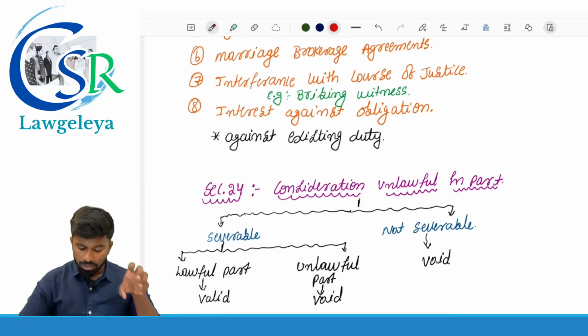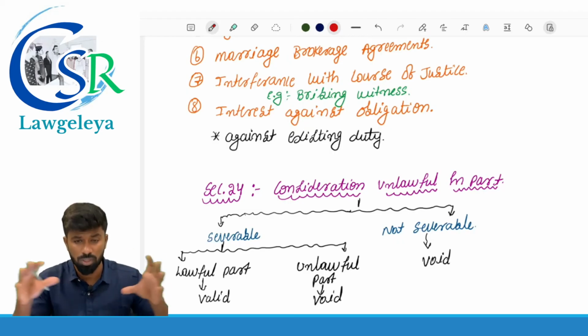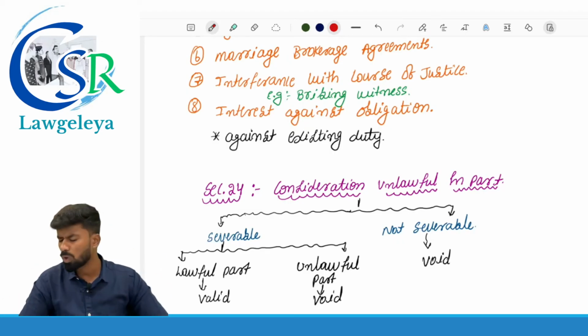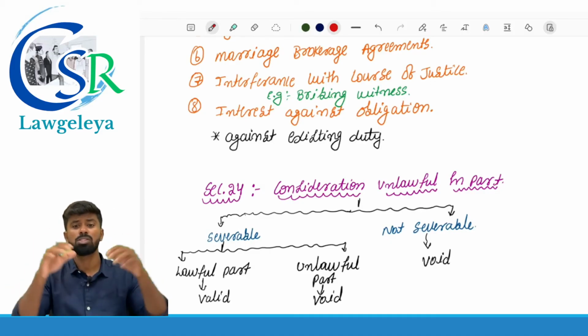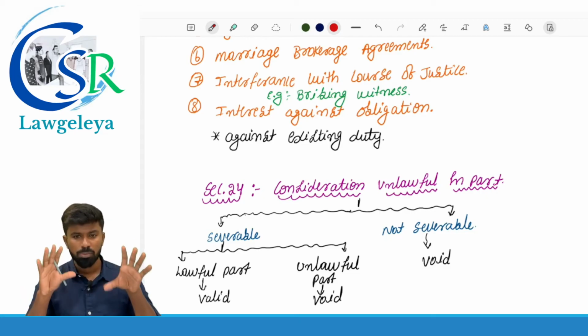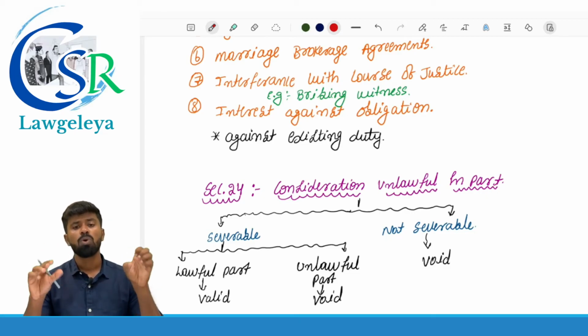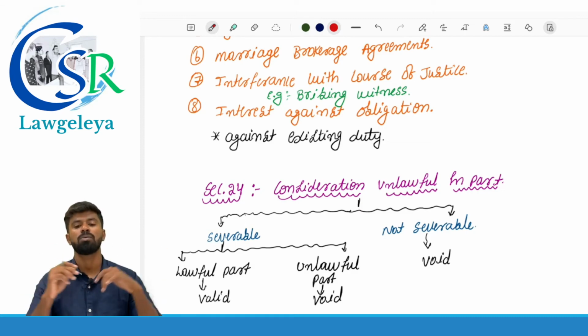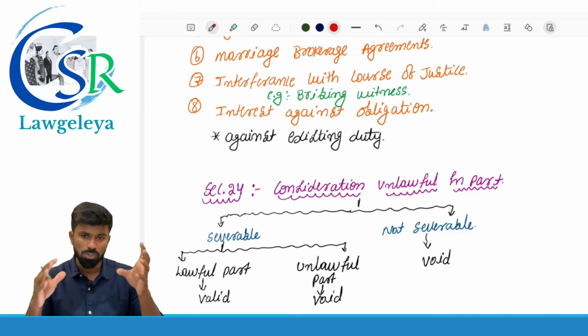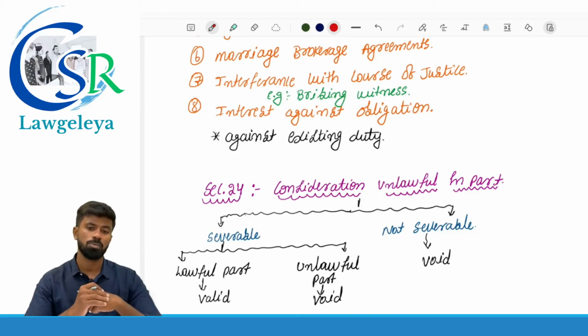Next one, interference with the course of justice. If you try to interfere with the course of justice, is that agreement valid? No, the agreement is void. Bribing of witnesses, bribing of the registrar of the court, or bribing of judges, all these are opposed to public policy. It is based upon the principle that no filthy hand should be allowed to touch the secret fountain of justice. So any agreement which interferes with the course of justice is void, not enforceable by law.